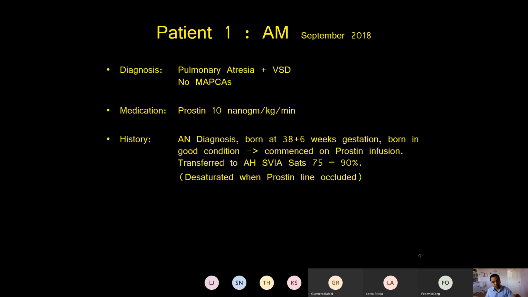So starting with simple ones in terms of pathology, patients are complicated. No MAPCAs. Most of these patients, at least in this setup, will have an antenatal diagnosis. They're usually born induced at term, so a reasonable body weight, roughly 3 kilos at birth. With the antenatal diagnosis, they would be started on prostin infusion. They should be self-ventilating, and they come across to the cardiology ward. That's the pathway for pulmonary atresia, VSD, with no other problems or complications, on prostin, and they should come to the ward unless there is an added complication.